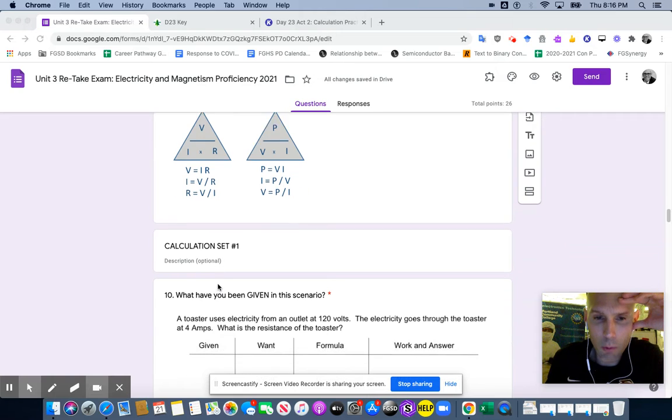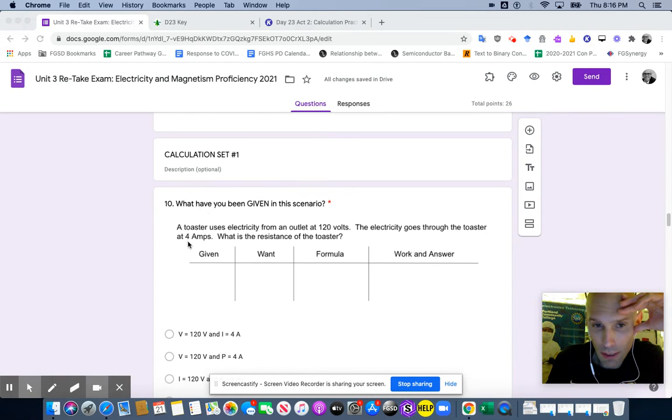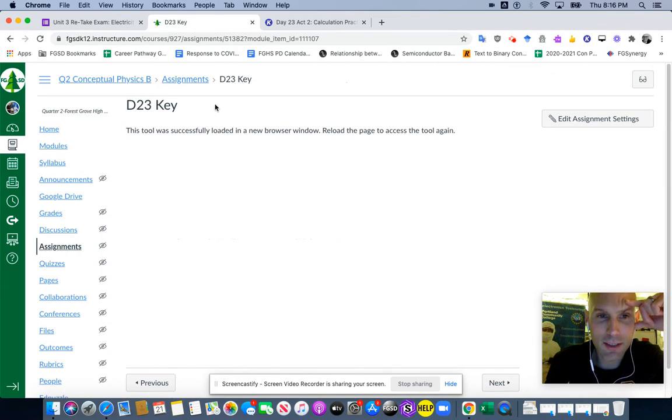So calculation set 1, these are all the same questions. You see here, this is a screenshot that I took. I made it in Google Slides. Anyways, question 10, what have you been given in this scenario? So there's the scenario here. What have you been given? I'm not going to tell you the answer, but I will show you a similar task. So on day 23, oh wait, right here.